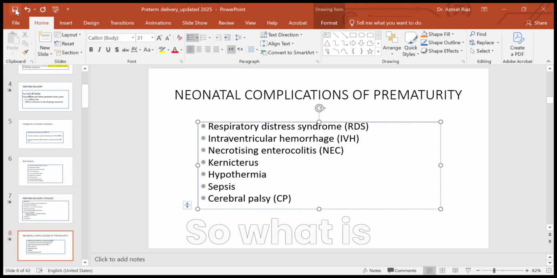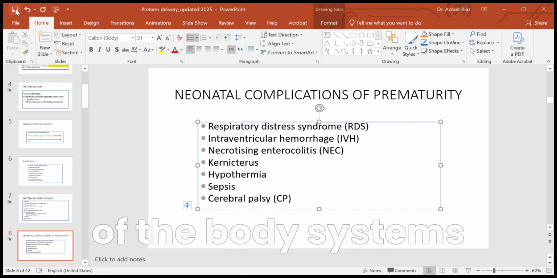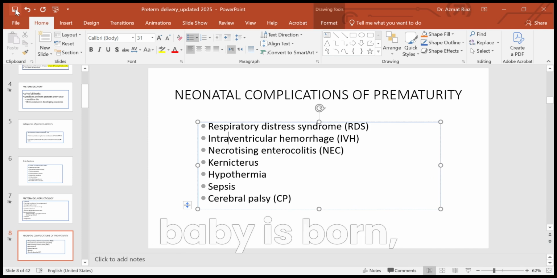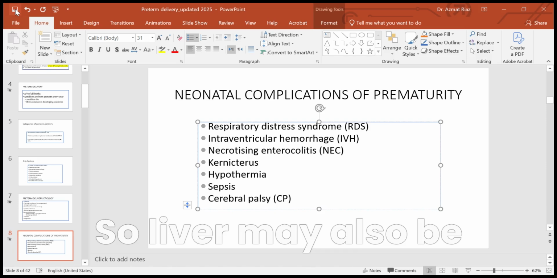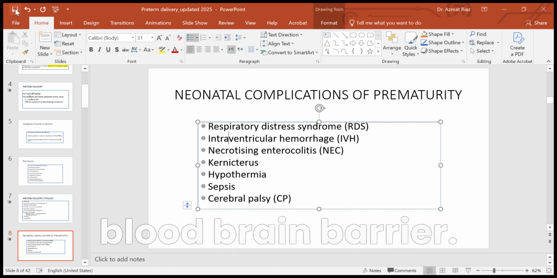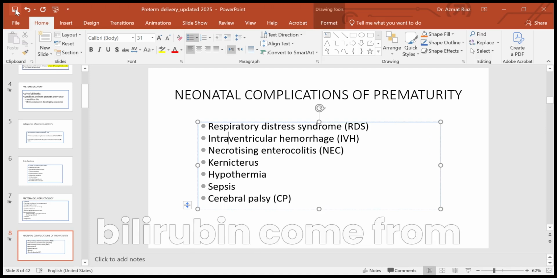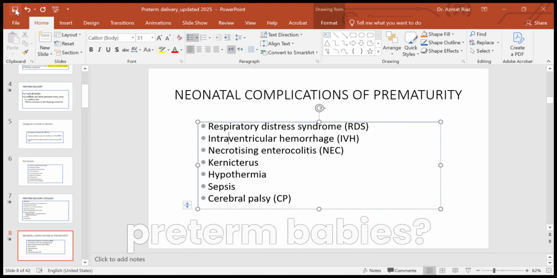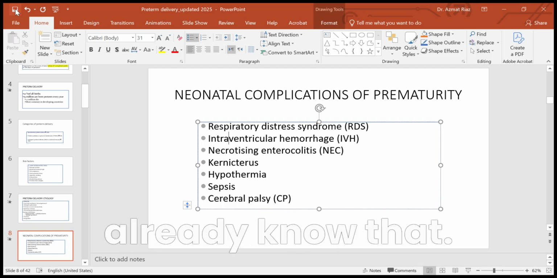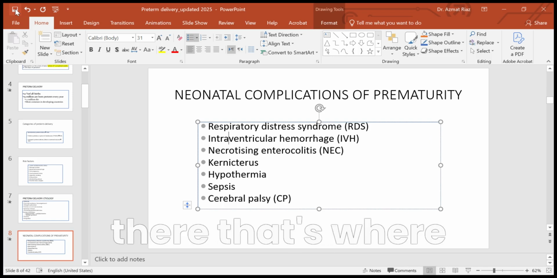Then kernicterus. So what is kernicterus? It's actually because all of the body systems in the baby, depending on at what stage the baby is born, are immature. So the liver may also be immature, right? And also there is the blood-brain barrier. Babies have a higher hemoglobin level compared to adults, as we already know. And what is the breakdown product of hemoglobin? That's bilirubin. So that's where the bilirubin comes from.